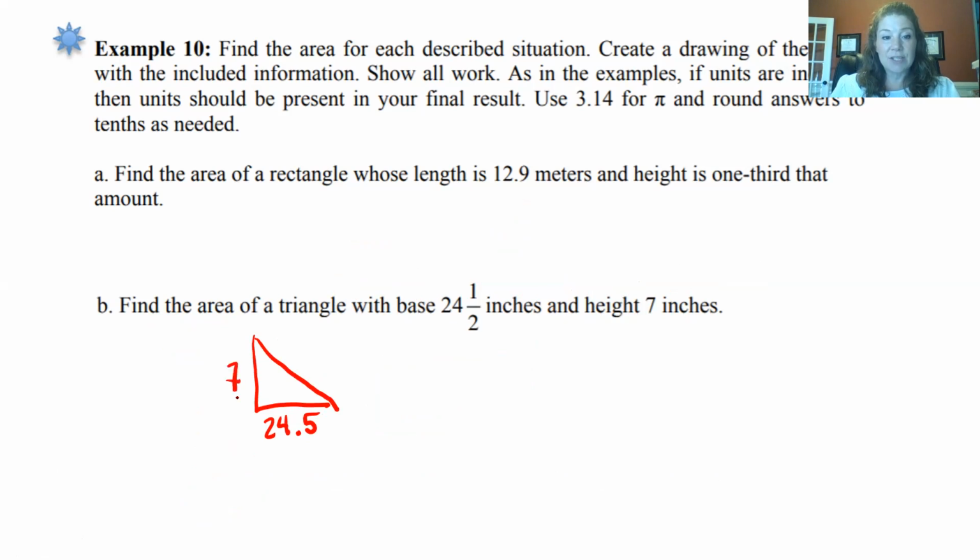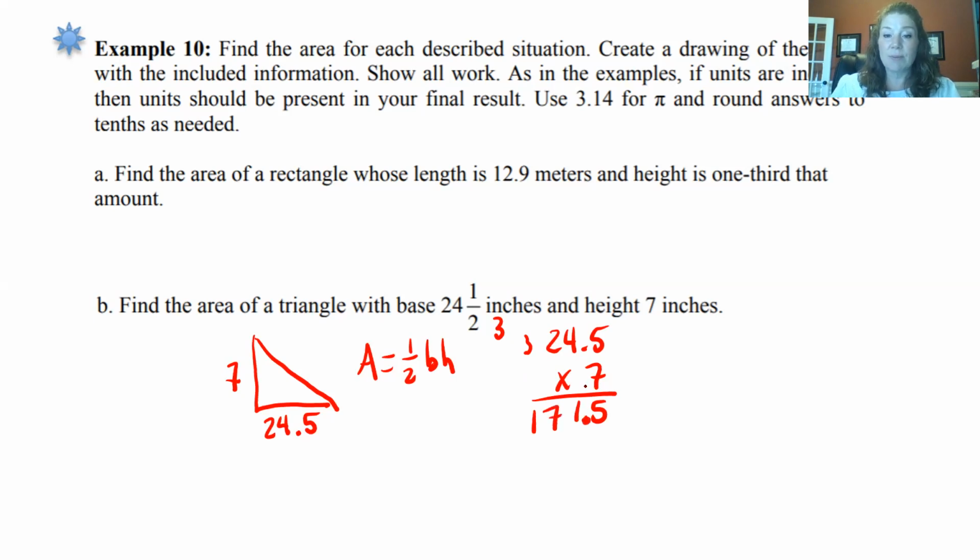So we're gonna multiply area of a triangle is 1/2 times the base times the height. So we're gonna go ahead and multiply 24.5 times 7, and then we're gonna half our answer. So 5 times 7 is 35, carry the 3. 7 times 4 is 28, 29, 30, 31, carry the 3, and then 14, 15, 16, 17.